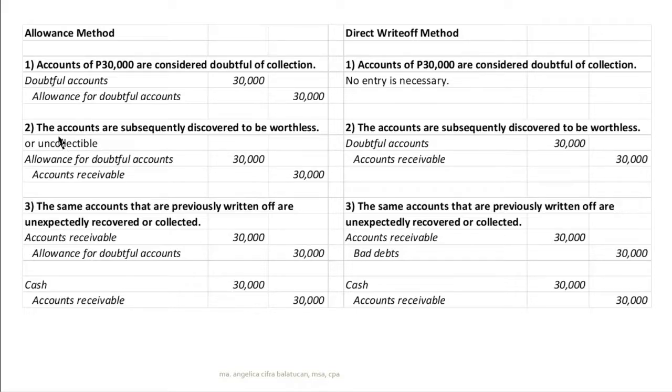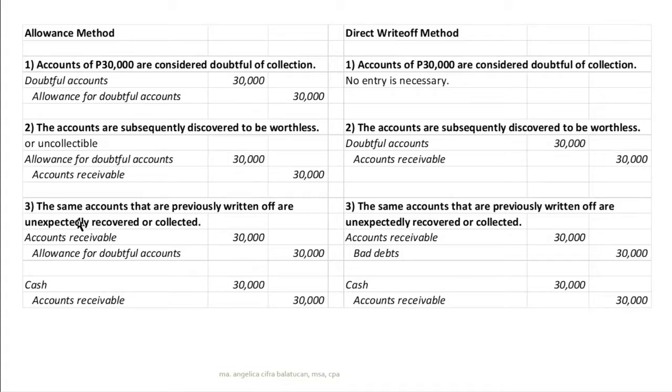In number 2, the accounts are subsequently discovered to be worthless. So, debit allowance for doubtful accounts, credit accounts receivable. You only credit accounts receivable when it's worthless. So, how do I know, ma'am, if it's worthless? Meaning, it can no longer be collected. If it is direct write-off, only then do we record doubtful accounts and credit accounts receivable. Again, only if it is worthless.